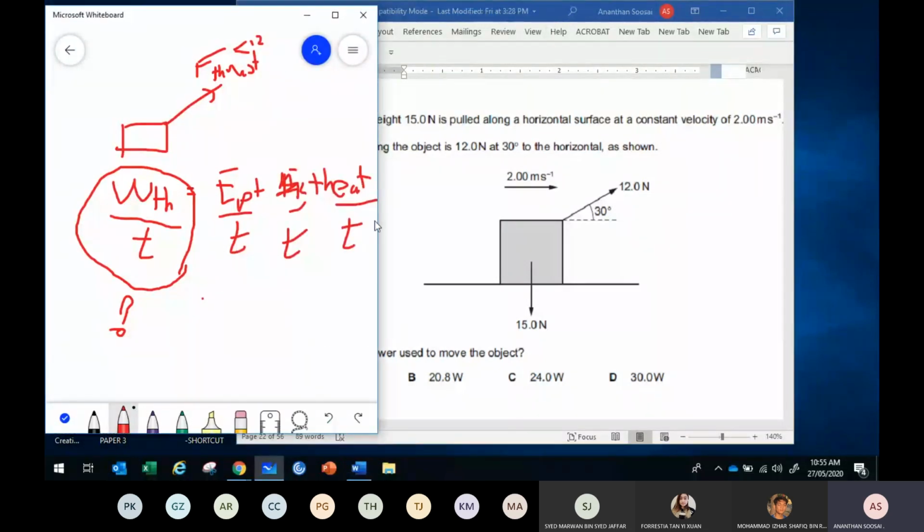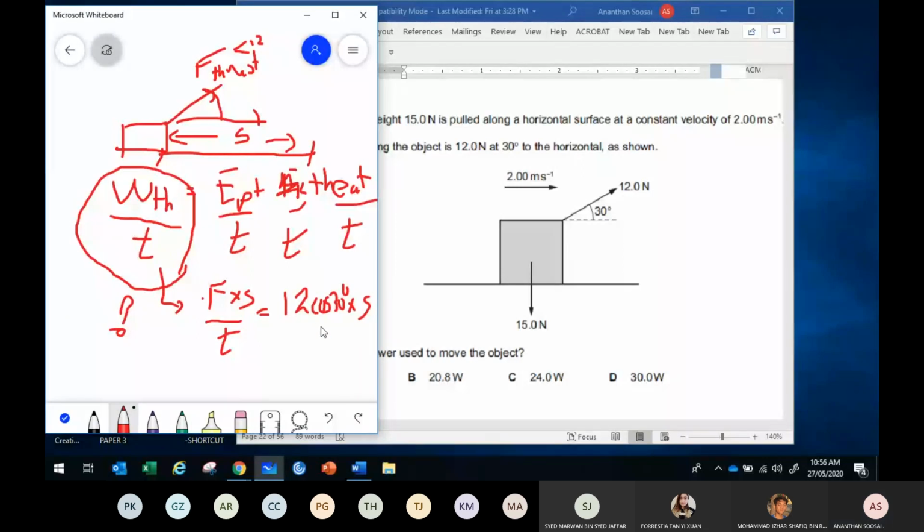I think there's no need to go for this part. Straight away we can use this formula only. Power of the thrust is force times distance travelled over the time taken. The distance S is this horizontal distance. So we have to resolve the force because force and distance must be parallel. The force here should be 12 cos 30, because you close the angle. So 12 cos 30 times S over T.